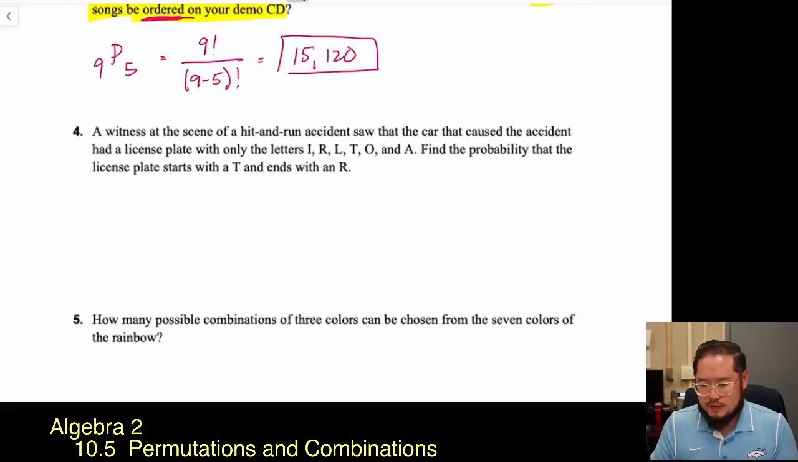So let's figure out, is this a combination or a permutation question? Does the order happen to actually matter? I think it's easy for us to say that, look, if the license plate starts with a T and ends with an R, that deals with order. So that makes this a permutation type problem.